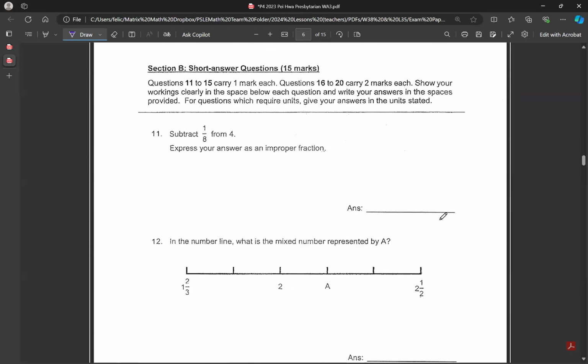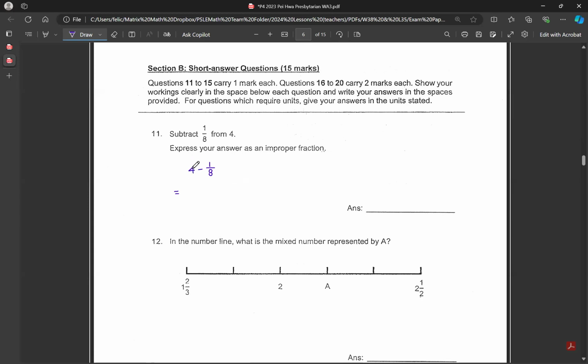Okay, moving on. Subtract 1/8 from 4. Express your answer as an improper fraction. When I say from 4, means you must take 4 first. 4 minus 1/8. Right? Now, for this kind of whole number minus fraction in a subtraction, what you need to do is re-express 4 as a mixed number. You cannot just take 4 minus, you cannot do that, right? So you have to express 4 as a mixed number.